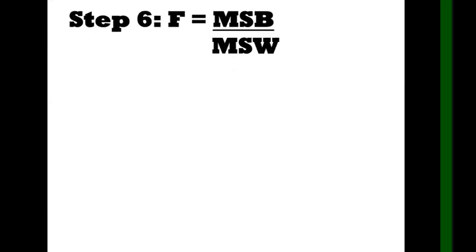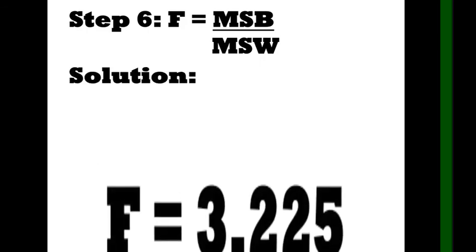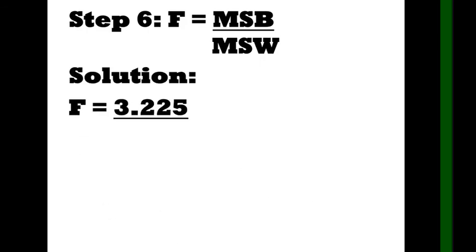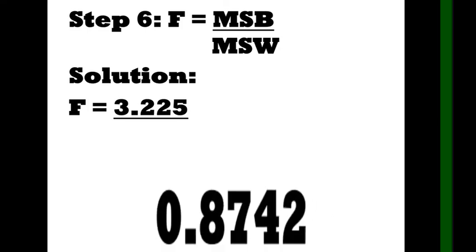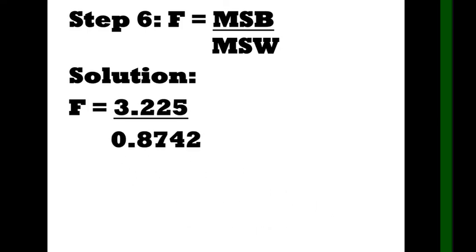Now, for the F, we have MSB over MSW. And for the MSB, we computed 3.225. For the MSW, we computed 0.8742. And divided to, we will be having 3.69. Our computed value of F is equal to 3.69. F is what we call the F ratio for the ANOVA.